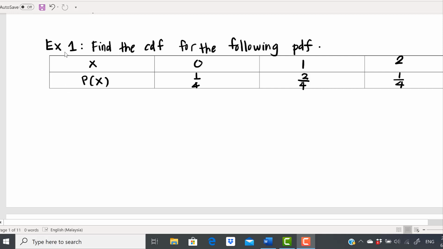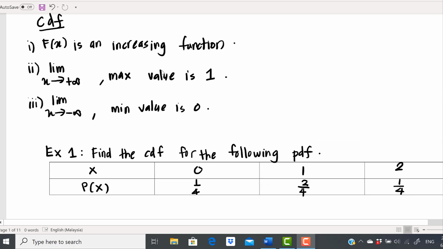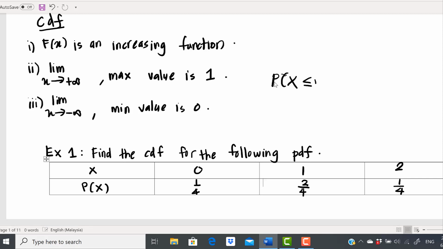Now we look at example 1. The question asks you to find the CDF for the following PDFs. That means you are given the PDF, so this is a PDF table. Now we are going to find the CDF from this PDF table. To find the CDF, we must look at these three properties, and the probability of x less than or equal to r is equal to F(r).